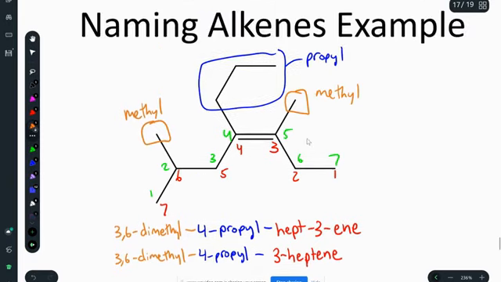So a lot of the same naming rules, we're just adding in a number for where the double bond is. And then I would want to say whether this is E or Z. I've got to include that out front.